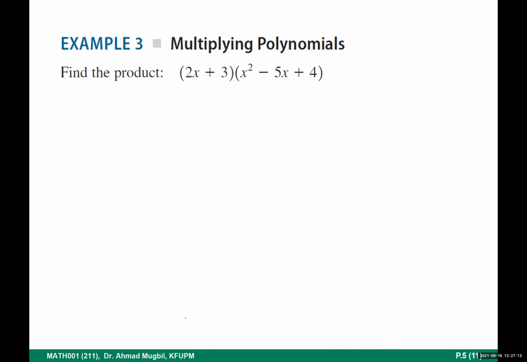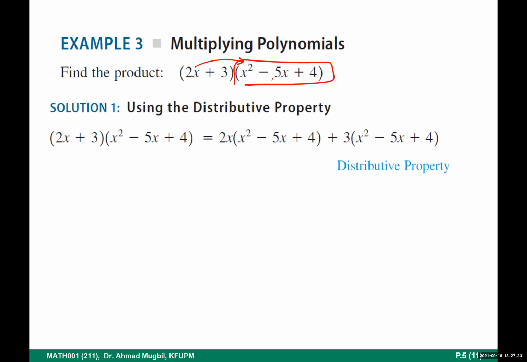Now, how to find this product, ya shabab? Again, the same idea. You will multiply 2x by this trinomial. We have a binomial multiplied by a trinomial, so it will be 2x. You can do it, ya shabab, immediately, but to be more sure, you can do it this way.